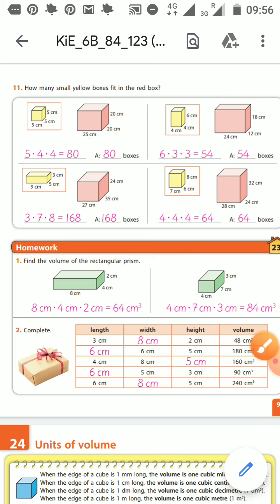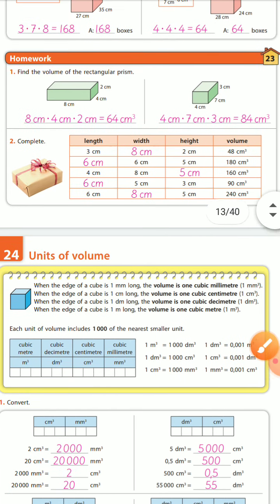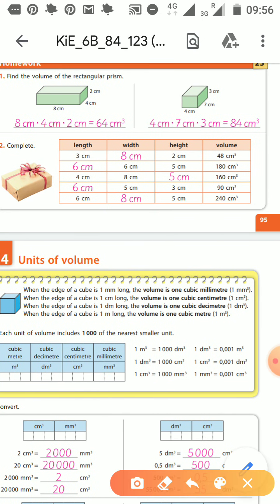Okay, and then the homework is just a recap really on questions, working out some volumes here, just times in 3 figures there and there, and then working out the numbers here as you did before.